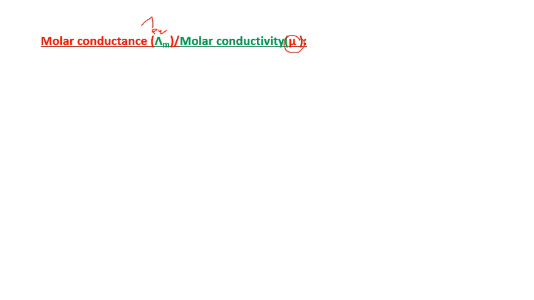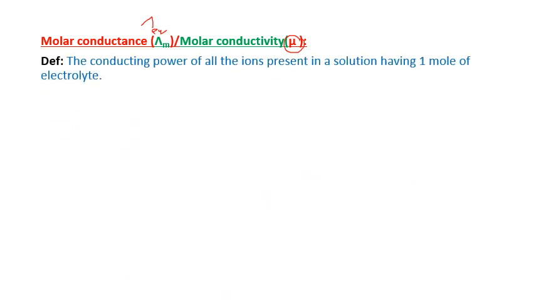Okay students, next we will see a very easy definition. The conducting power of all the ions present in a solution having 1 mole of electrolyte. In the earlier case, what is used? 1 gram equivalent. Here, 1 mole of electrolyte. This is the only difference. Nothing else, 1 mole. This is important.